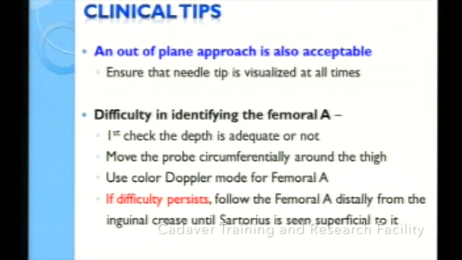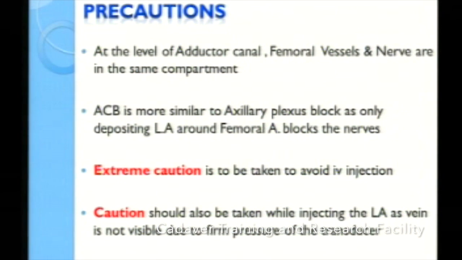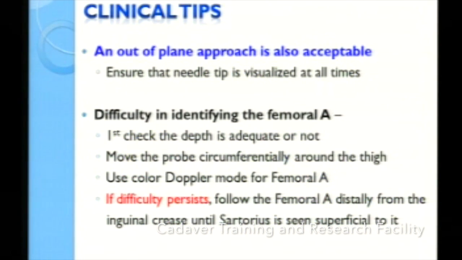An out of plane approach is also acceptable, because sometimes the needles are not available, so you can opt for an out of plane technique, and there are fewer chances of perforating the artery. In the out of plane technique you go through the substance of the sartorius muscle. There can be difficulties in identifying the femoral artery, because it is a very important landmark in adductor canal block, so you have to identify it, and if it is difficult, then you have to do the following.